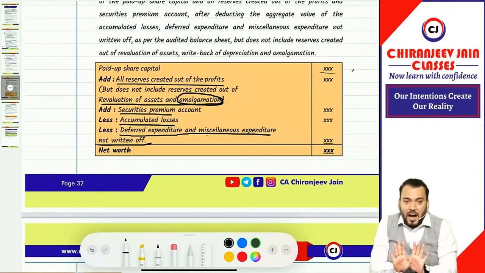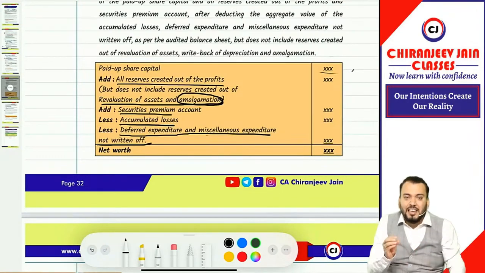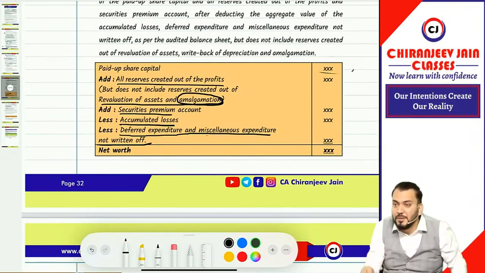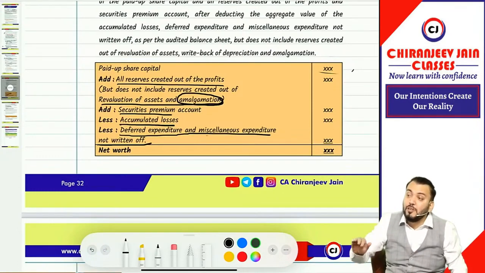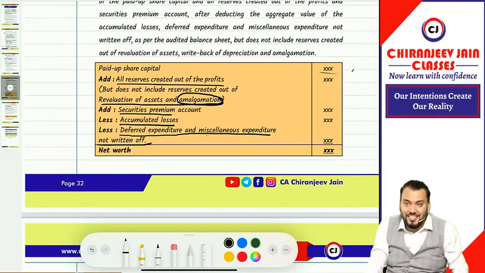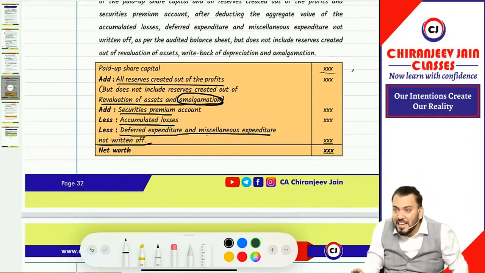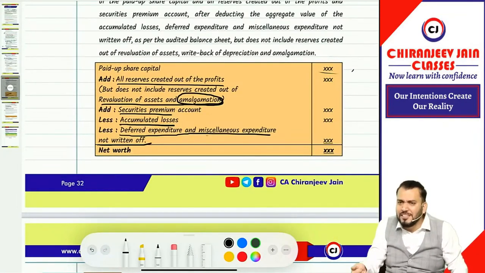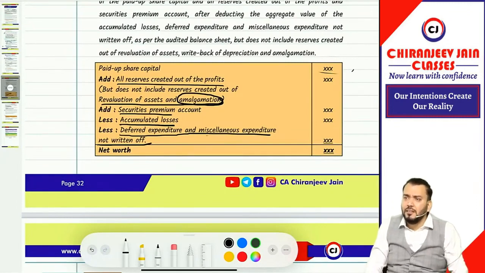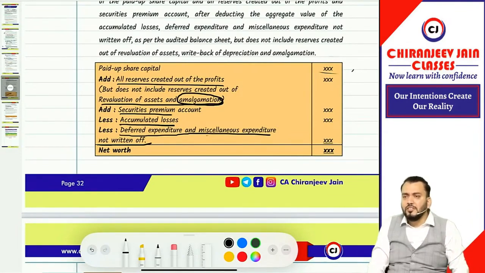Correct now? I hope you are understanding. Any expenditure which has not been transferred to PL, which will be transferred to PL in a future year, that is known as what? Deferred expenditure. Can you give me some example of deferred expenditure? Preliminary expenses. Any more example? Correct. Now just try to understand.